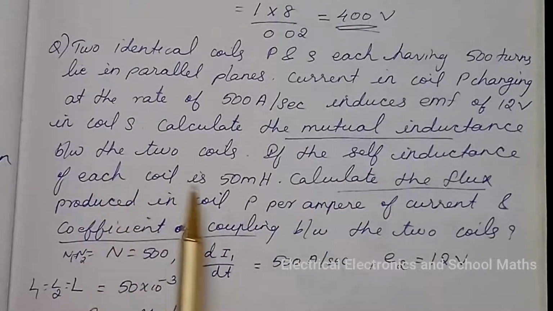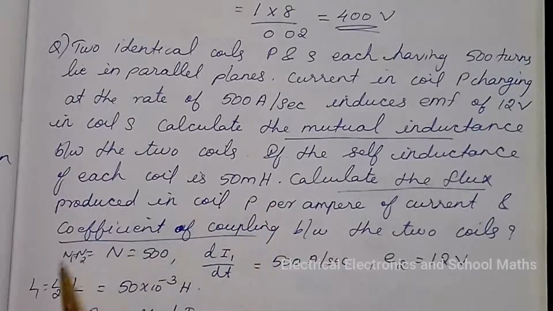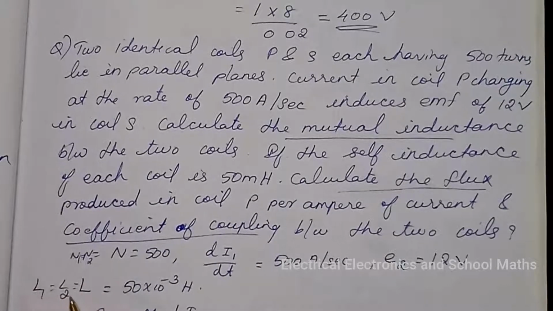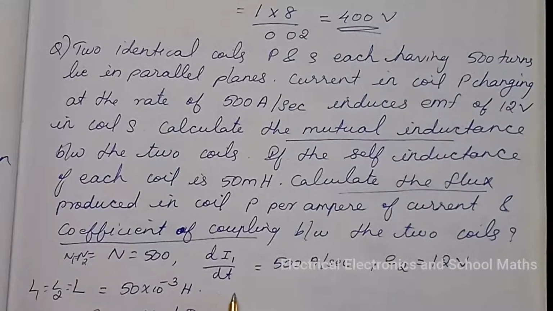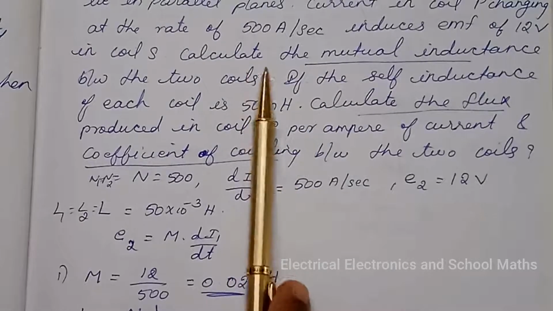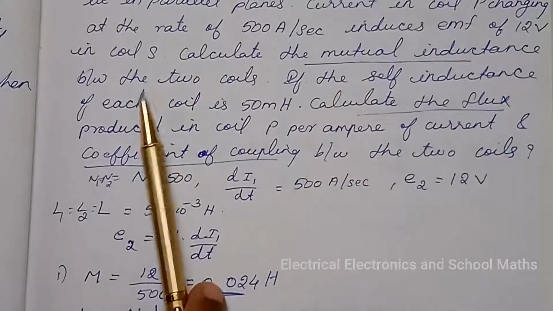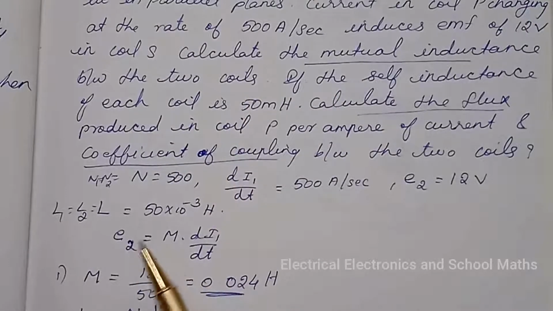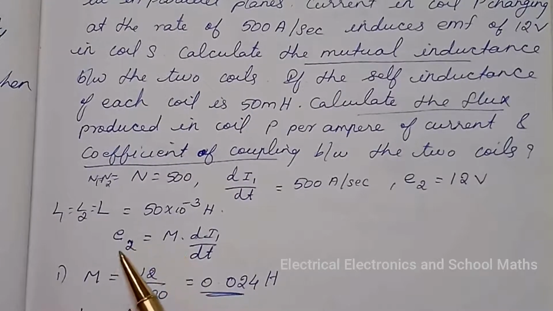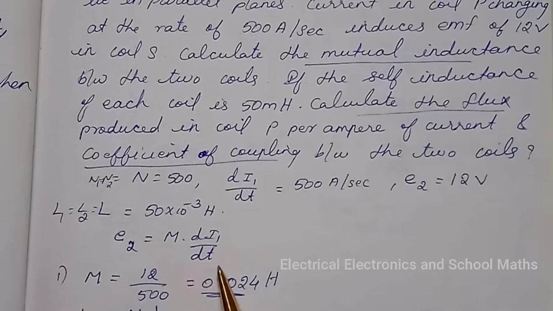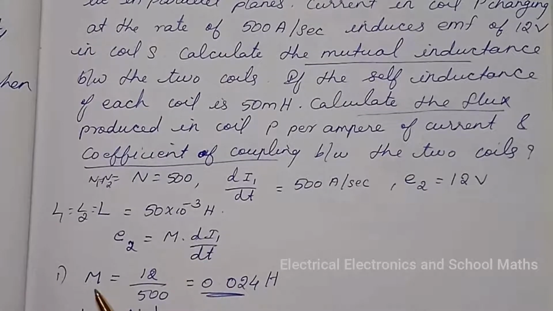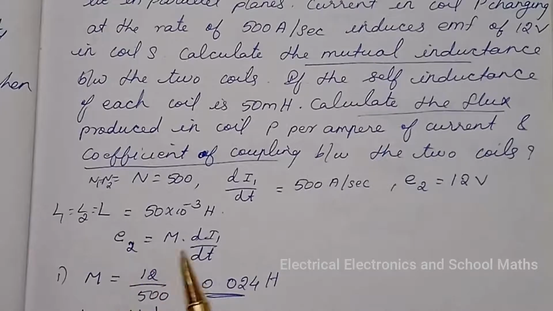Also, the self-inductance of each coil is 50 millihenry. That is L1 equal to L2 equal to L equal to 50 into 10 raised to minus 3 Henry. First question is find the mutual inductance between the two coils. The relationship between mutual inductance and the induced EMF is given as E2 is equal to M into dI1 by dt. From this we get mutual inductance M equal to E2 by dI1 by dt, that is 0.024 Henry.